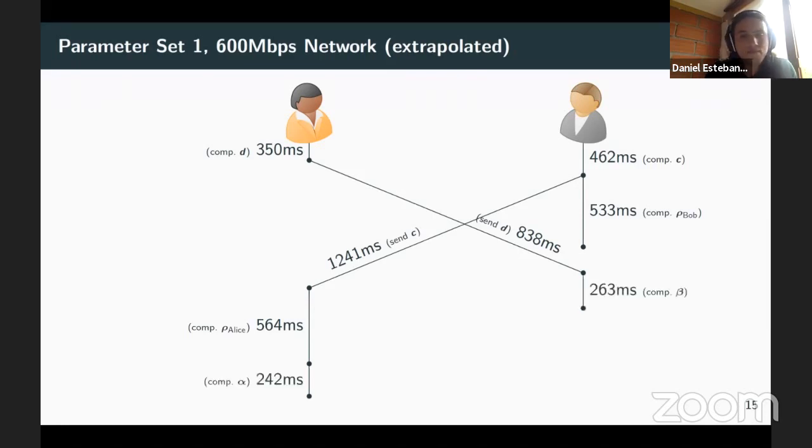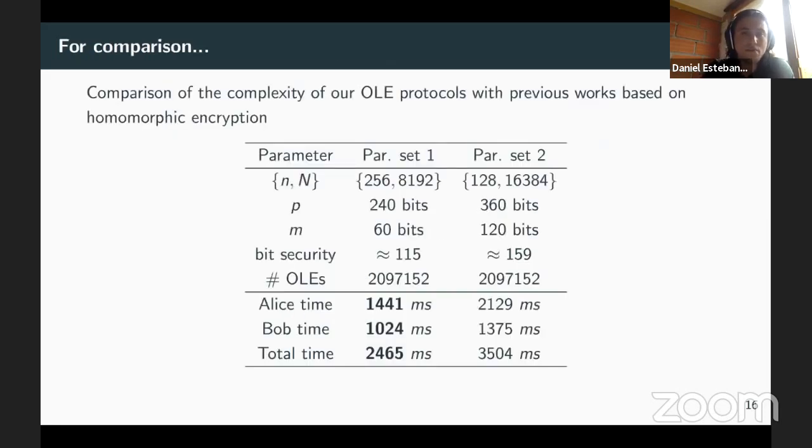So that's how the communication looks so far. And then in the final step, each party can compute the final share. This is how the timing will look. Overall, it will be essentially 2 seconds from beginning to end to process 2 million OLEs, which I think is very competitive. By the way, these numbers are extrapolated. This is going to be different in real life, but it should give you an indication of how well this performs.